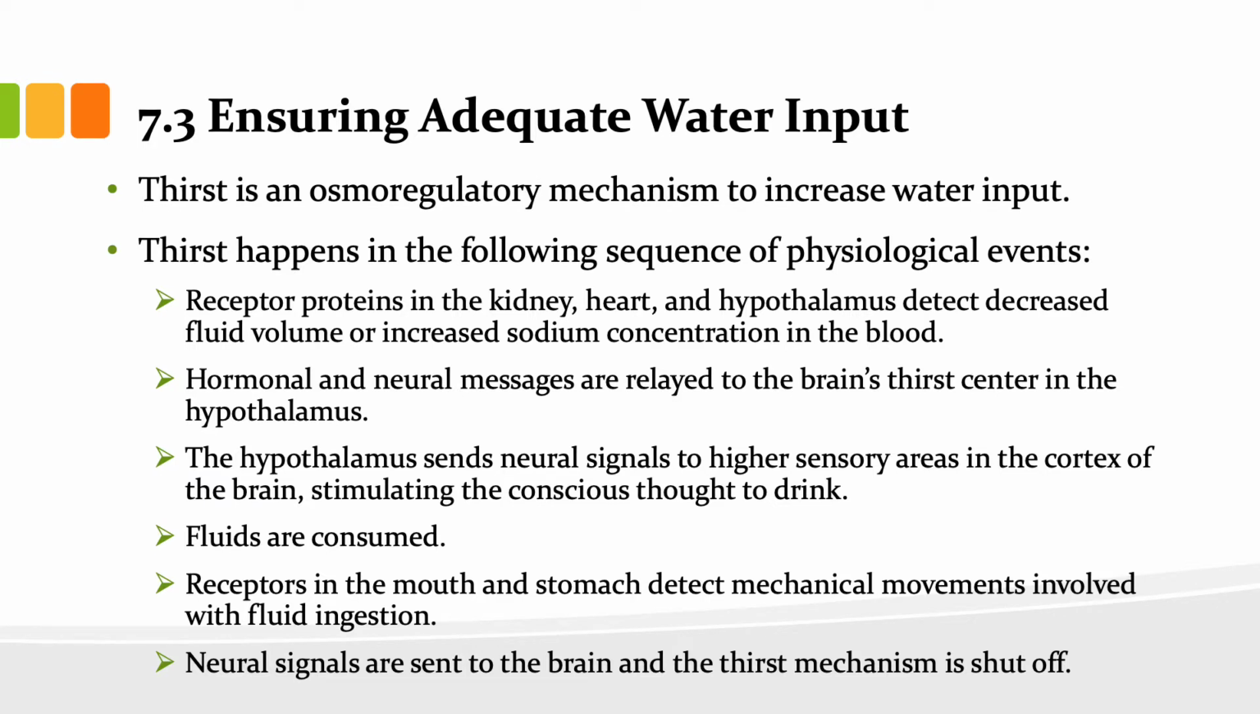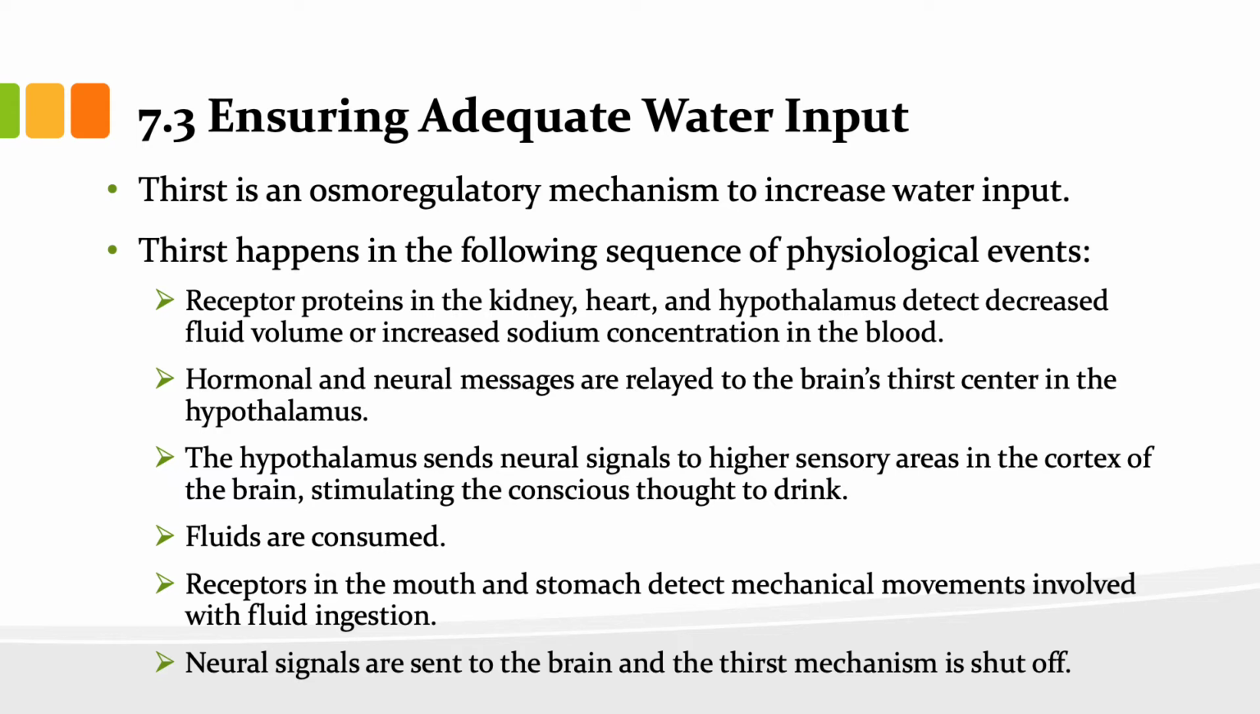One way the body ensures adequate water input is through thirst. Receptor proteins in the kidney, heart, and hypothalamus will detect decreased fluid volume or an increased sodium concentration in the blood. Hormonal and neural messages are relayed to the brain's thirst center in the hypothalamus. The hypothalamus will then send neural signals to higher sensory areas in the brain, stimulating the conscious thought to drink.